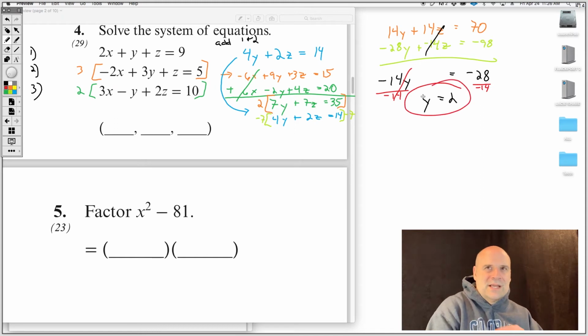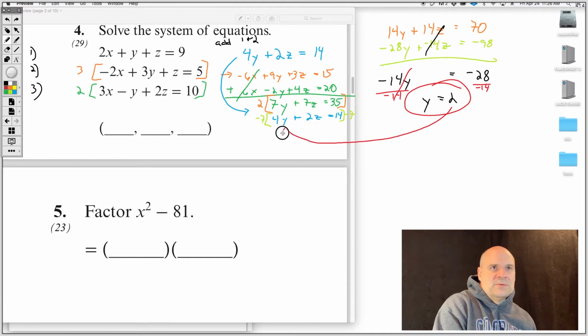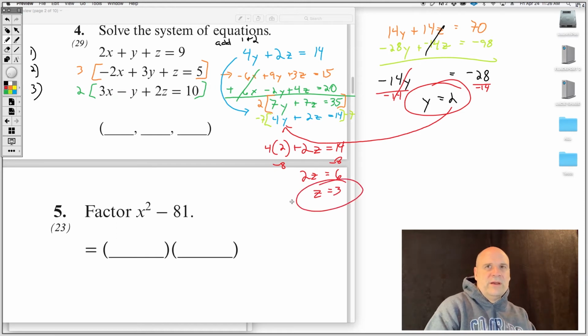All right, now you just kind of have to climb back up into these other equations to figure out the rest. So since we have y, now we can figure out what z is. Let's plug y into this equation. That looks pretty simple. So 4 times y, which is 2, plus 2z equals 14. So 2z, subtract 8 from both sides, equals 6. So z equals 3. Now I have 2 out of the 3 variables.